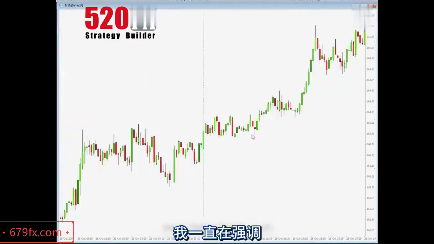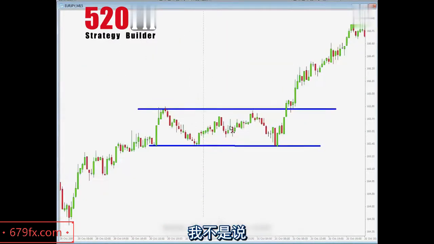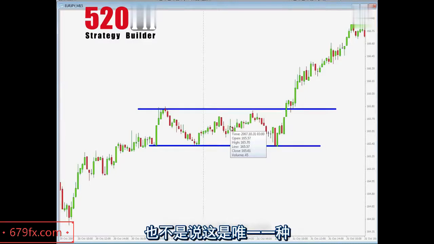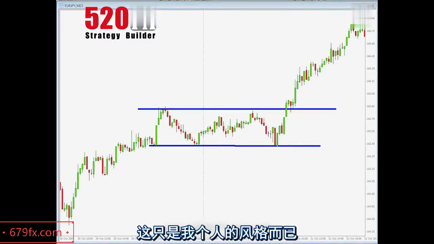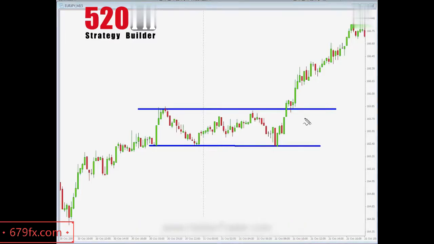It's like I said, it's just a matter of preference. I am not saying it's the only way to place the stop losses. It's not. I'm not saying it's the only way to trade the range breakout. But at the end of the day, this is the way I personally do things, and therefore it's the way I advise you guys to do it.